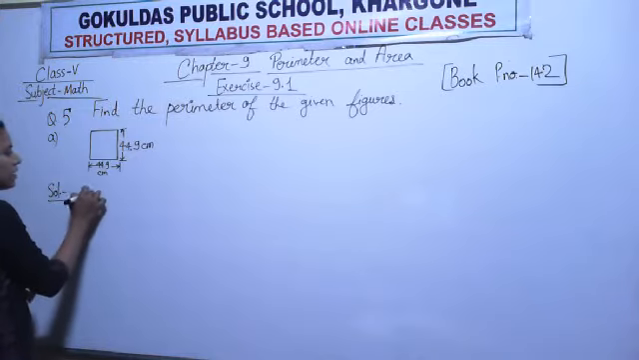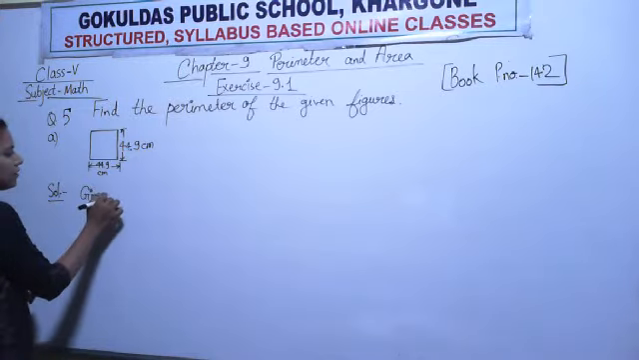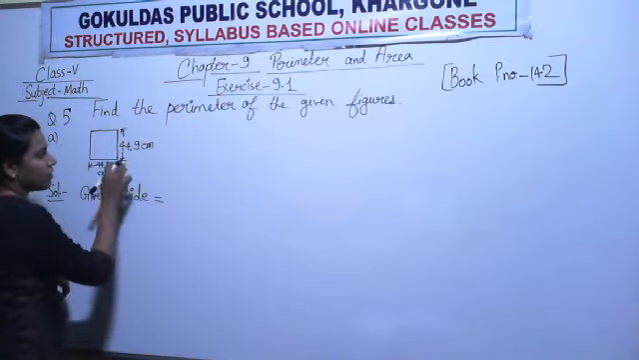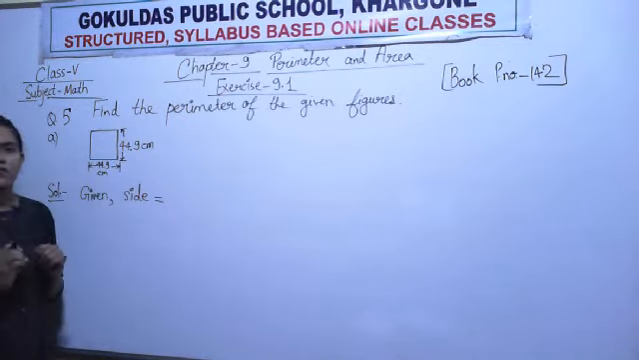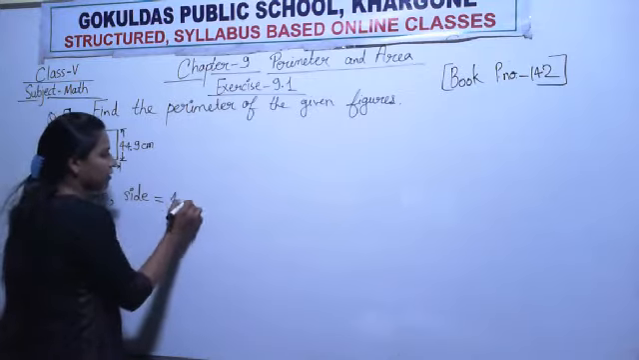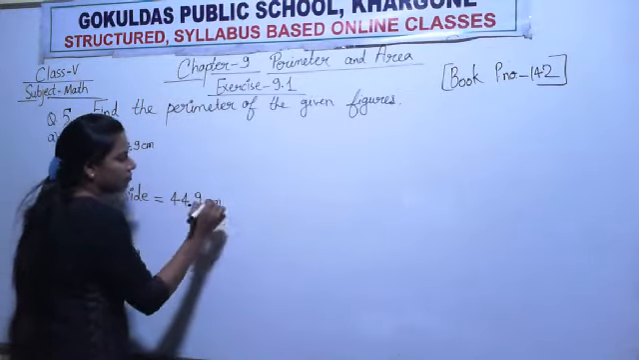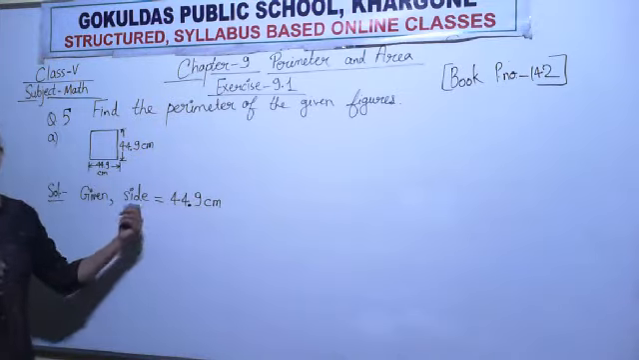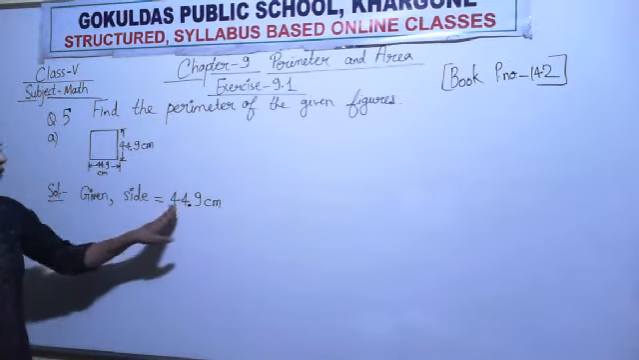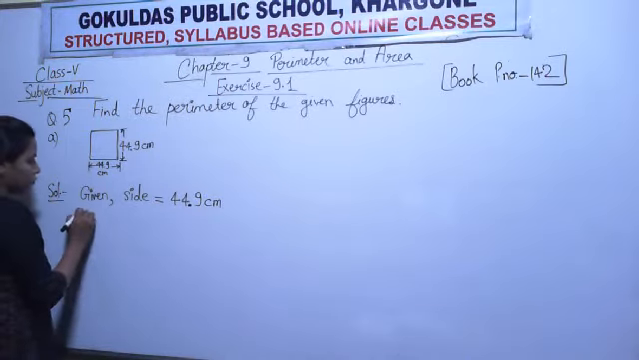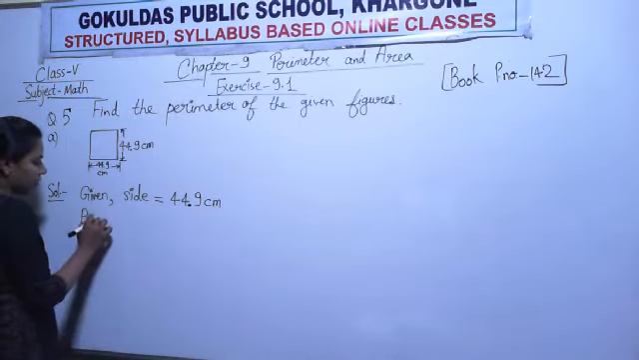Solve what is given here, right? First given. What is given here? Side is given. The value of side is 44.9 centimeter. What is given? Side is given. What is the value of side? 44.9 centimeter. Right? Now find the perimeter.